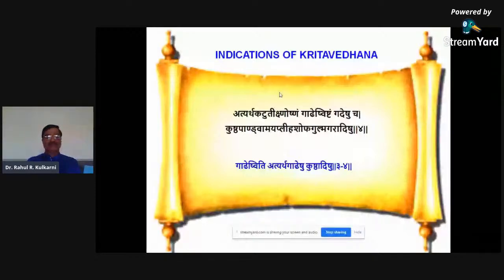Gade vishtam gadeshu cha, that goes with kushta, pandu, pliha, shofa, gulma and udara rogas. This means it is used in kushta, pandu, pliha, shofa, gulma and udara rogas which are deeply seated. Here it is related to diseases which are deeply seated. In that condition, this Krutavedana is most beneficial in the form of Vamana Kalpas.